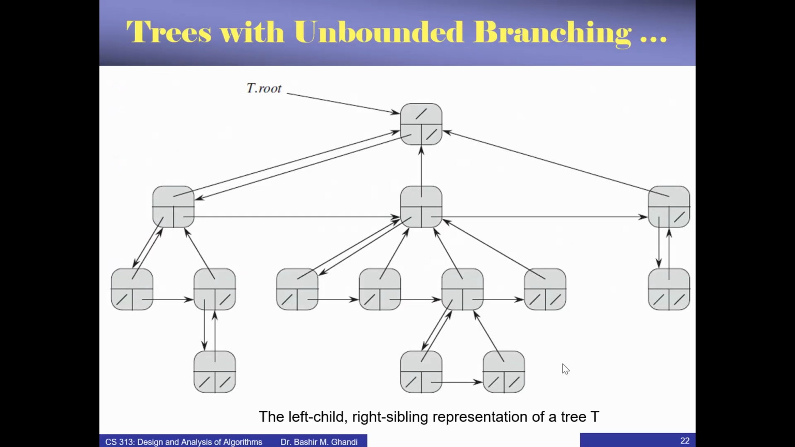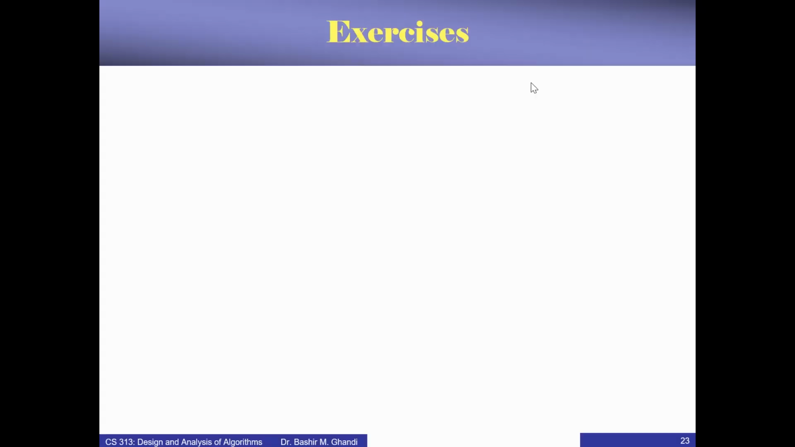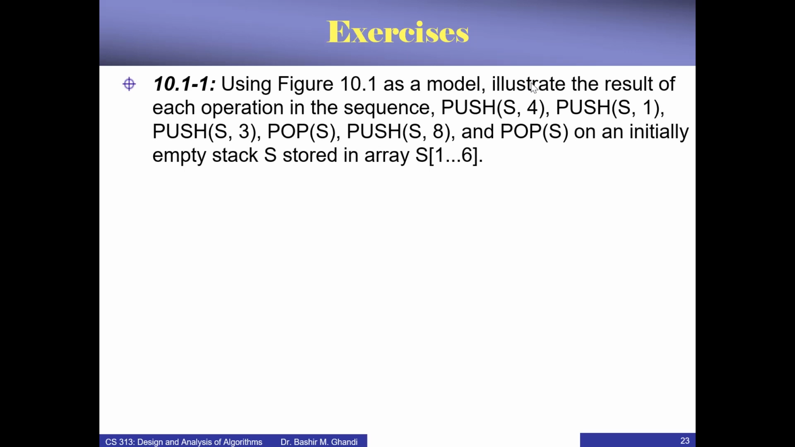So basically this is the representation of a tree, which can be used to represent a tree that has an unbounded number of children. And it will be able to represent it economically in terms of space. And that brings us to the end of the lecture. The rest are exercises. Let's go through them quickly. All of them are from the book in chapter 10.